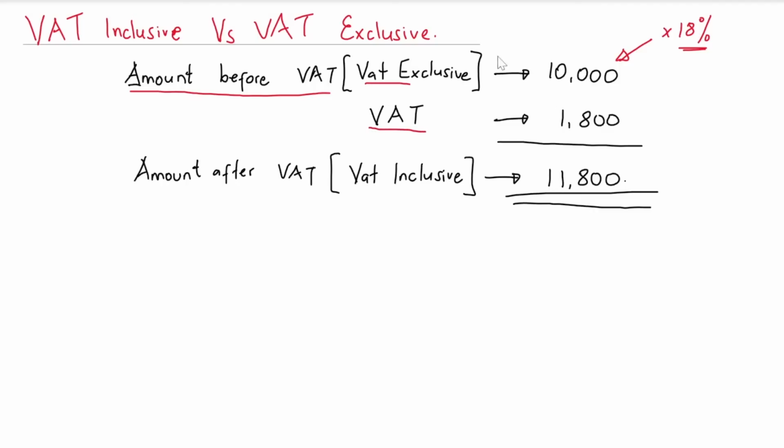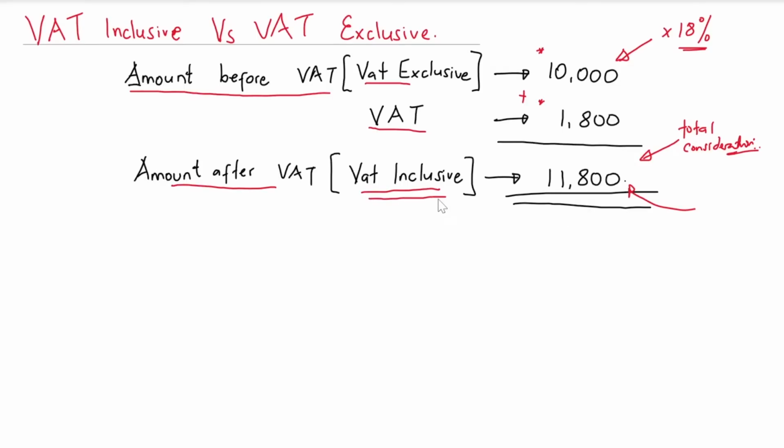So when we get the amount before VAT, or the VAT exclusive amount, and then we add that to the VAT itself, when we add these two, we are ending up with the total consideration. This is what we are calling the total consideration, or call it the amount after VAT. So this is what is going to be paid entirely for whatever product it is, and this is what we are going to describe as VAT inclusive.